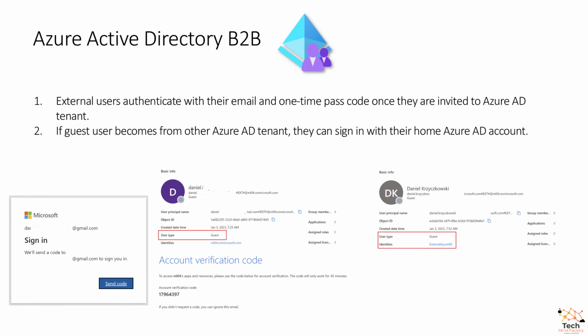However, if the guest user comes from another Azure AD tenant, they can sign in with their home Azure AD account. So then under user type, we will still see the guest type, but under identities, we will see information that the guest user comes from an external Azure AD.